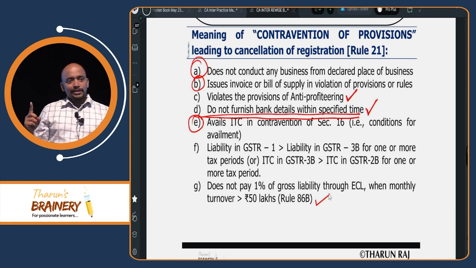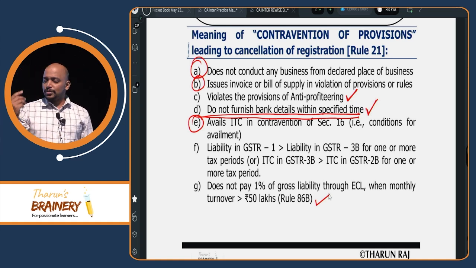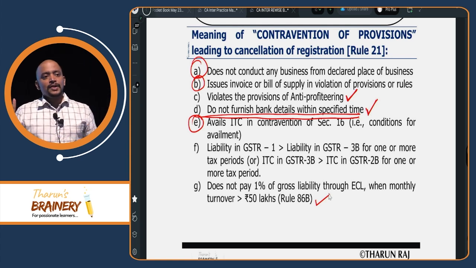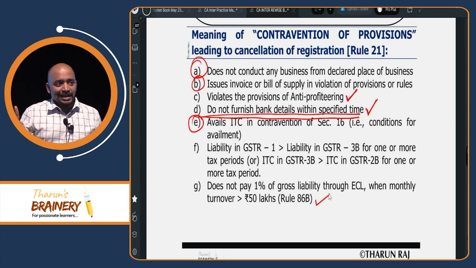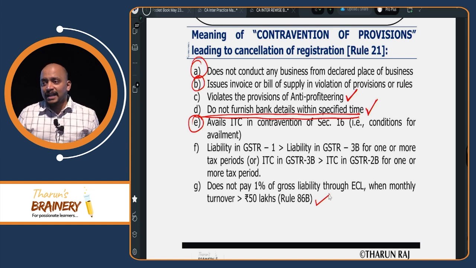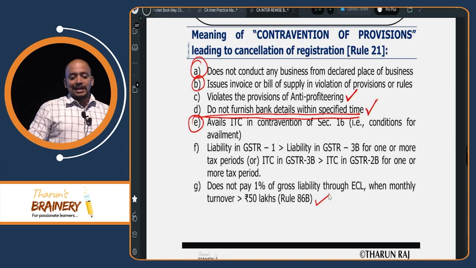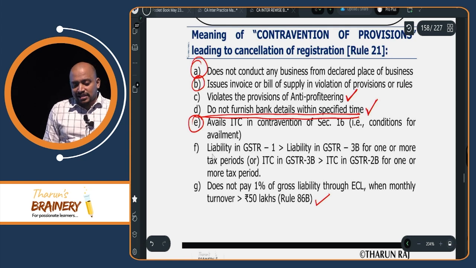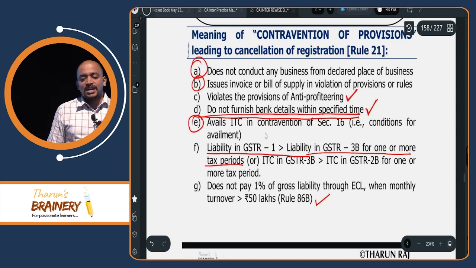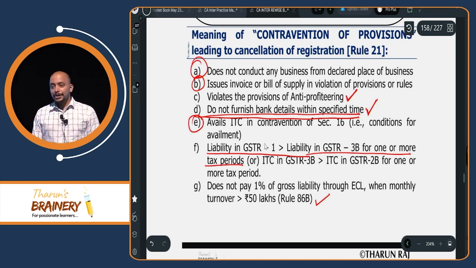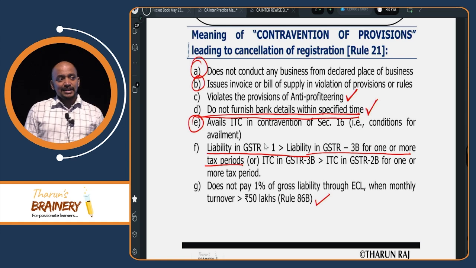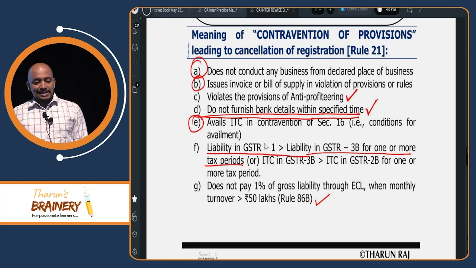So tell me the first 3 wrong things. Wrong invoice, wrong address, wrong ITC. Super. 3 violations. Violation of furnishing bank details. Violation of anti-profiteering. Violation of payment of 1% through cash ledger. Then one more point, that is liability in GSTR1 greater than 3B for 1 or more tax periods. When will it happen? You reported more liability in GSTR1, but you paid less amount in GSTR3B.